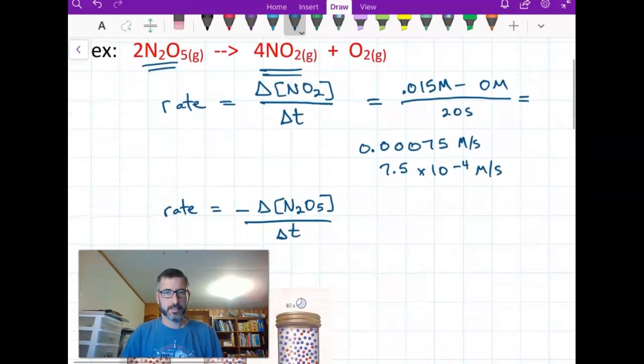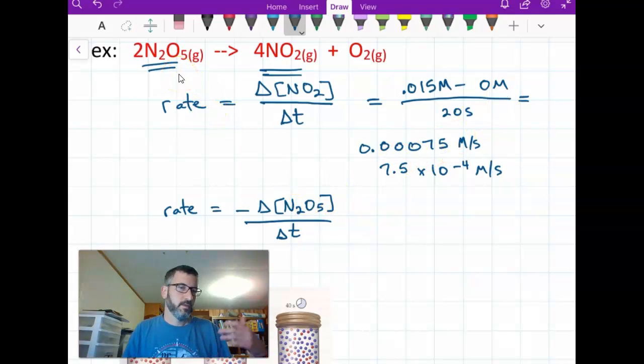sorry, didn't realize I was concealing my work there. That's just because the N2O5 is going away. So if I do final minus initial, like I did up here, I'm going to get a negative answer, right? So if it's starting at 0.5 molar and going down to 0.3 molar, final minus initial would be 0.3 minus 0.5. That's going to give me a negative answer. So if I take the negative of that, I get a positive answer. We will always get a positive rate. It doesn't really make sense to get a negative rate.